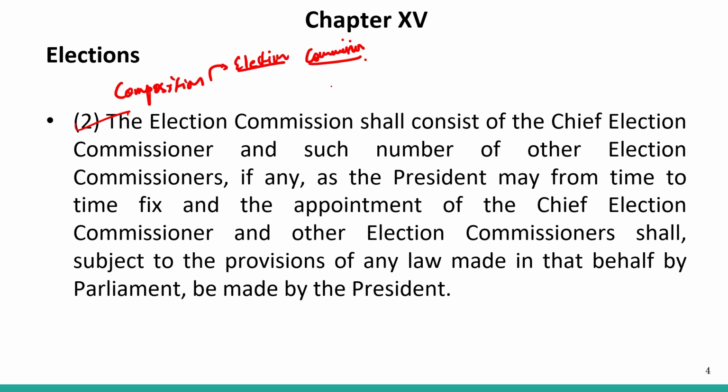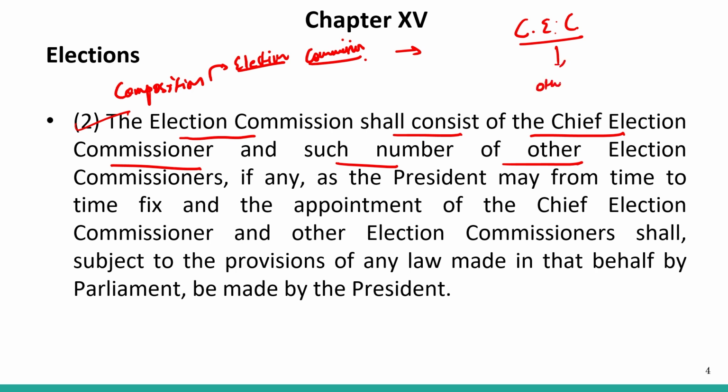What does that say? It says that the election commission will consist of a chief election commissioner. The election commission shall consist of a chief election commissioner and such number of other election commissioners, if any, as the president may from time to time fix. So it will have other election commissioners also.